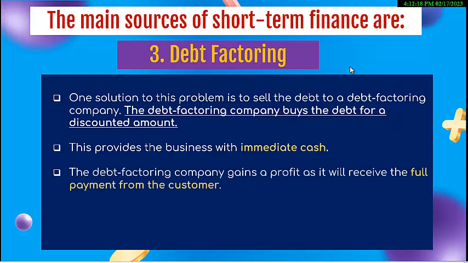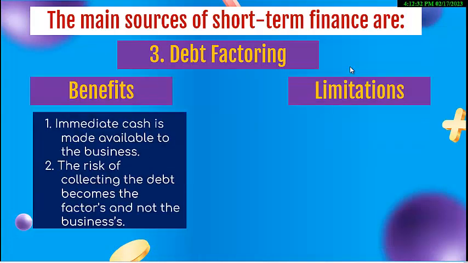The debt factoring company gains a profit because it will receive the full payment from the customer. The debt factoring company will receive the $10,000 and you will receive $9,000. So why would a business think about this? What are the benefits of doing so, although they don't receive the full amount of money?